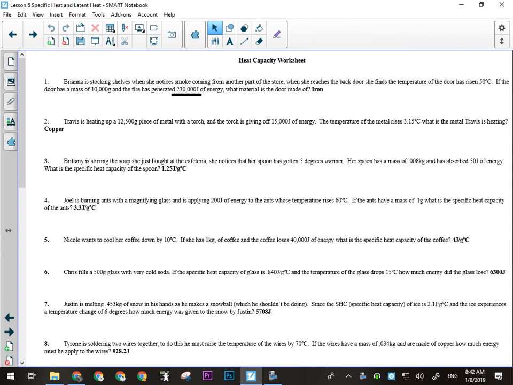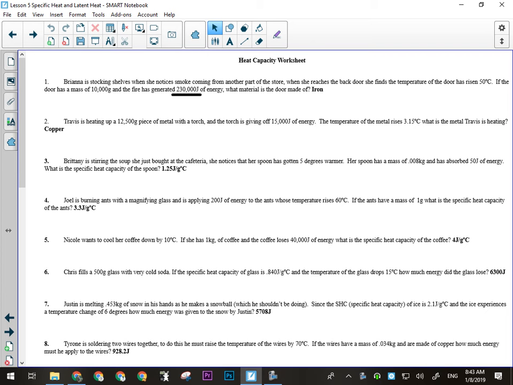All right, so we finished off yesterday and we were looking at the different types of problems you might encounter to do with specific heat capacity. So, quick review. Specific heat capacity is how much energy is required to heat 1 gram of a material by 1 degree Celsius. That's what specific heat capacity is.